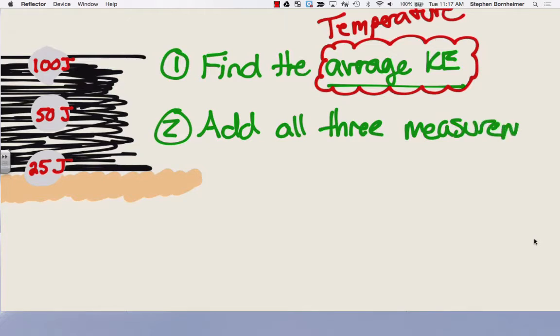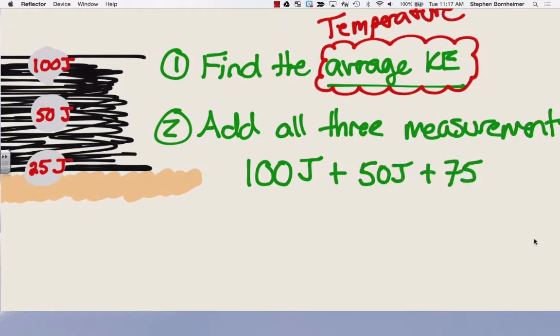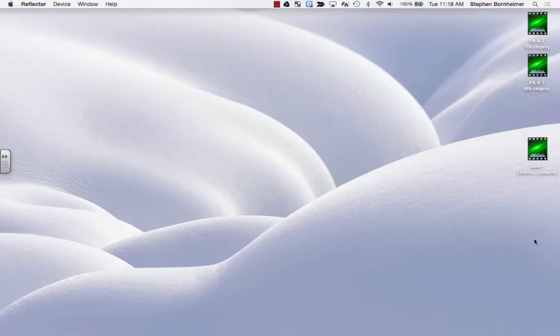Yeah. So Parker, I think you can handle this. 100 plus 50 plus 75. I'm going to write it out here. 100 joules plus 50 joules plus 75 joules. Oh, no, Mr. Bornheimer. No, 25 joules. Okay? We can handle this. What is the sum of 100 plus 50 plus 25?